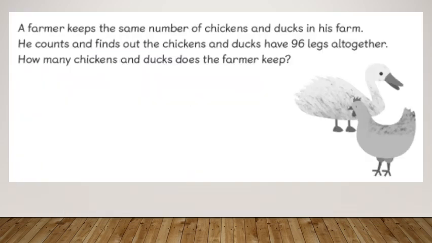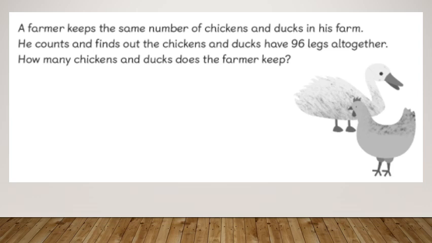Another word problem for us to work through together. A farmer keeps the same number of chickens and ducks in his farm. He counts and finds out the chickens and ducks have 96 legs all together. Hopefully they kept still while he was counting them. How many chickens and ducks does the farmer keep?